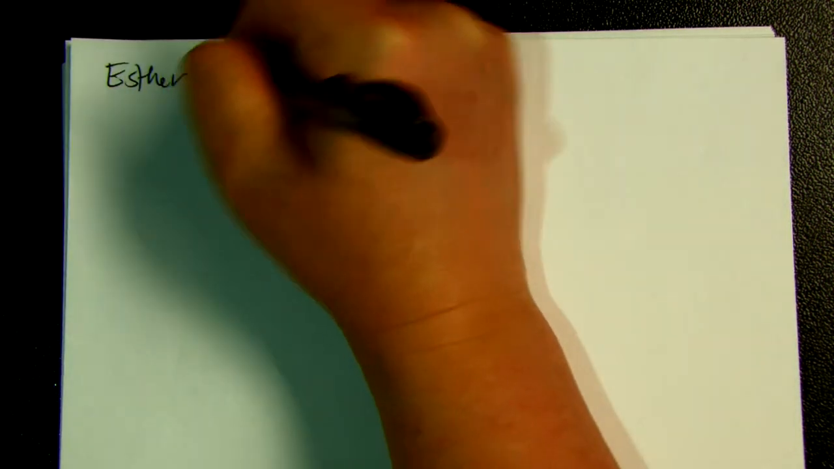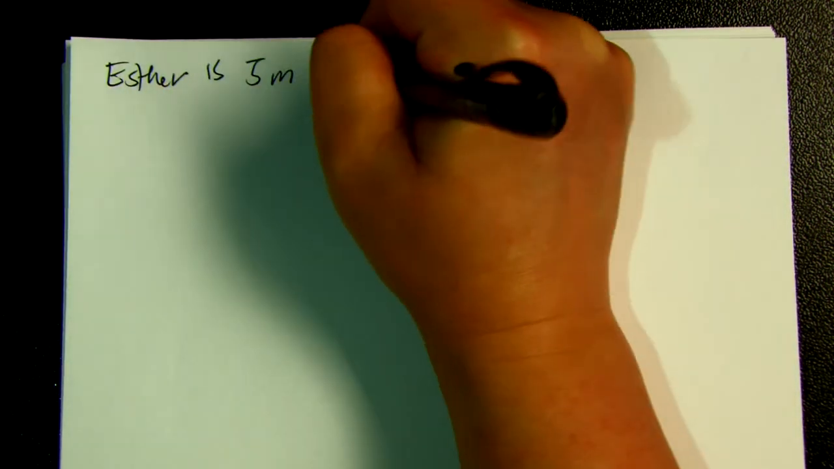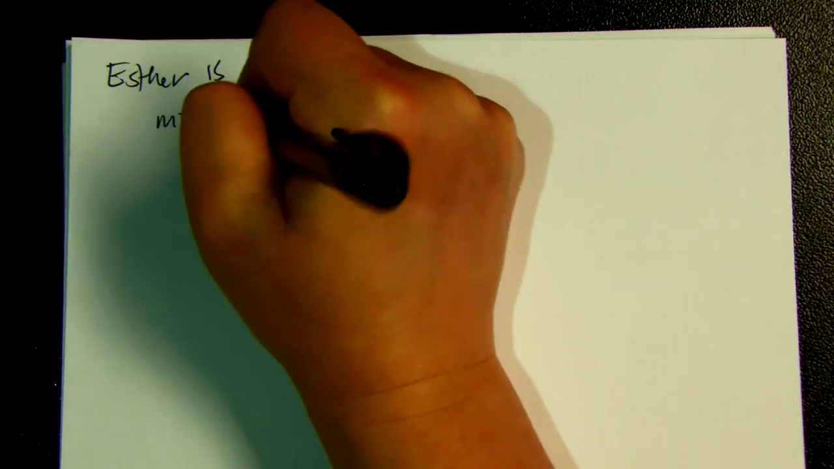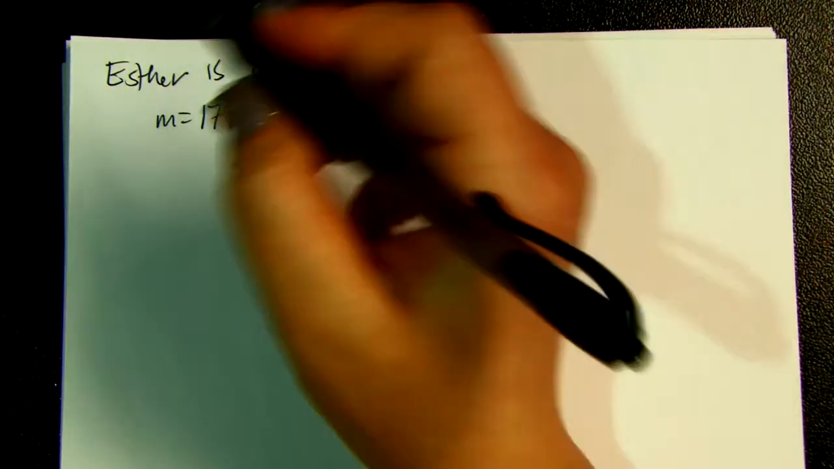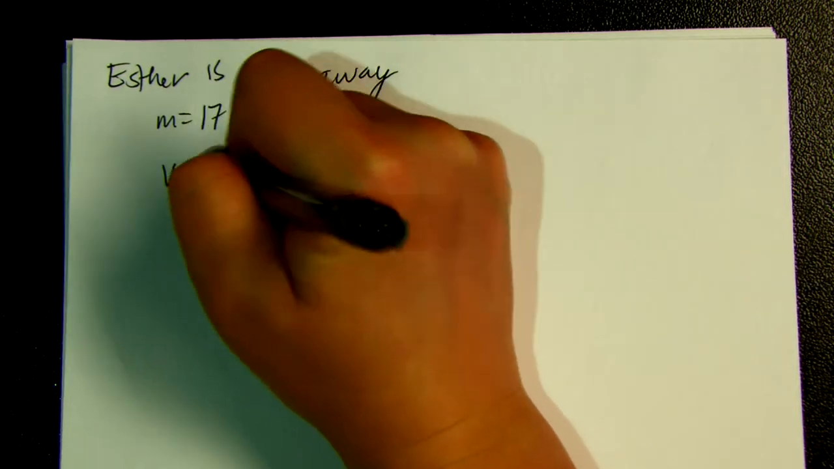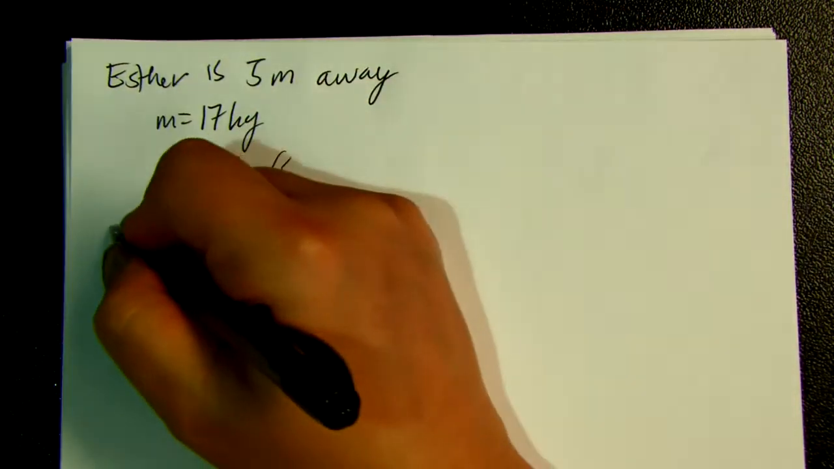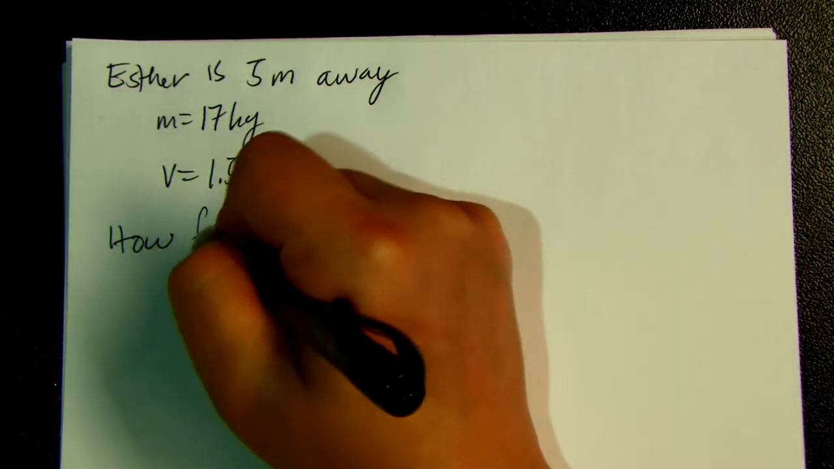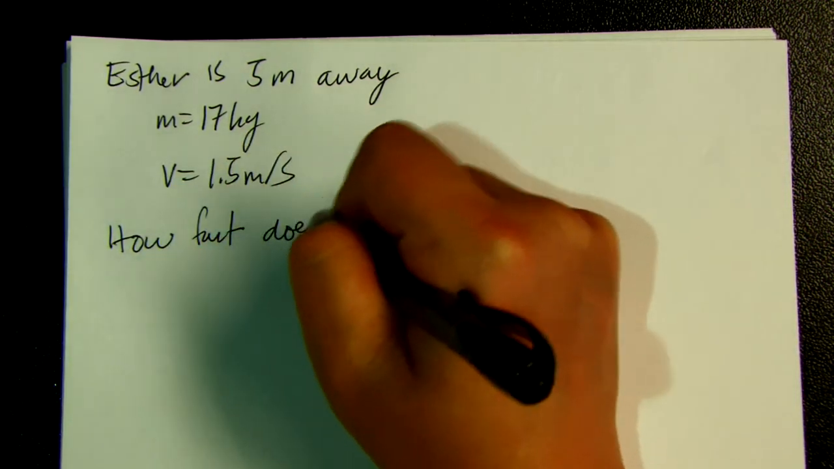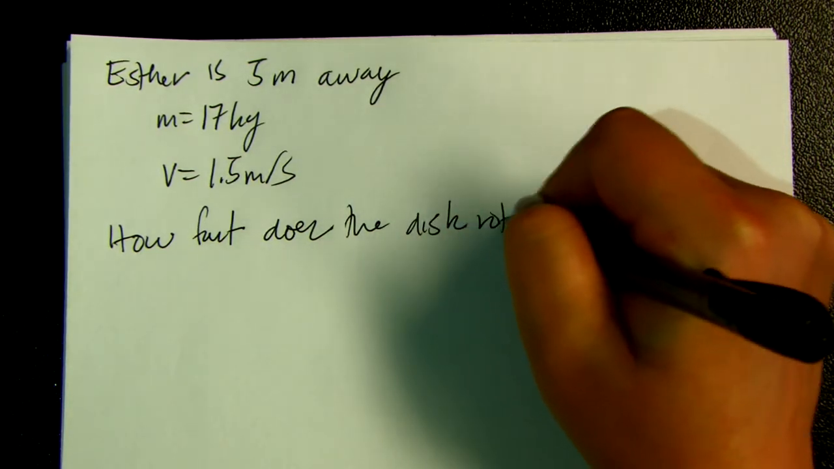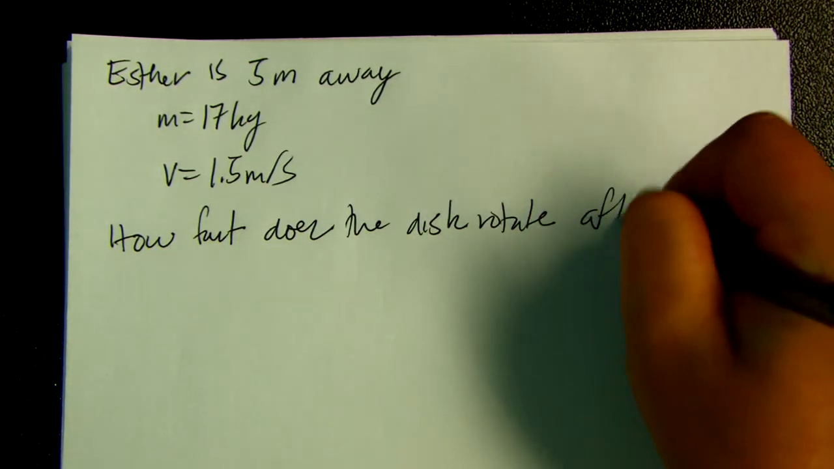Esther is 5 meters away, and her mass is 17 kilograms, and her velocity is about 1.5 meters per second. The question is, how fast does the disk rotate after collision?